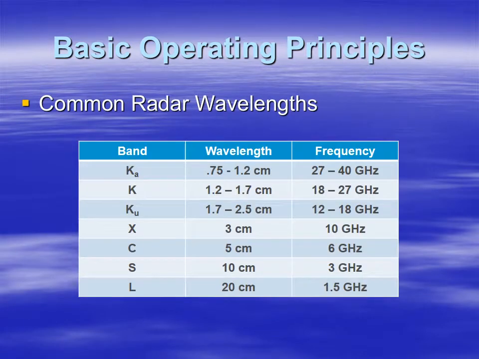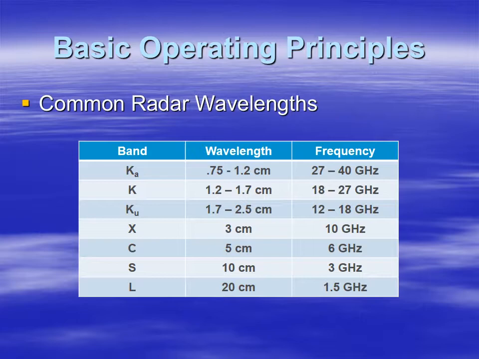Here are some common radar wavelengths. We classify these as bands. You can see the shortest bands, or the shortest wavelengths, are up top and the longest wavelengths are at the bottom. These wavelengths are more or less the center of each band. The bands range from 0.5 centimeter wavelength all the way down to 20 centimeter, and they have corresponding frequencies. We'll look at the relationship between frequency and wavelength here shortly, but the bands are something that you need to become familiar with.